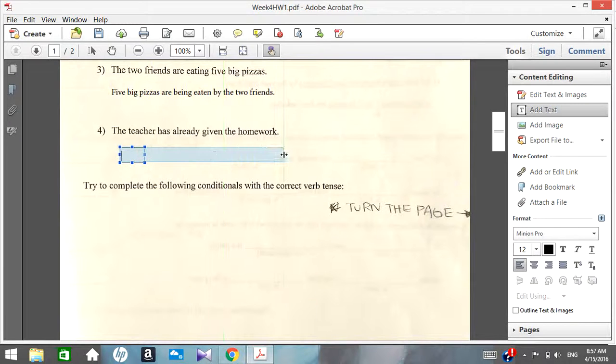And I apologize. It seems that the program is acting a little bit strange. It keeps blinking, so don't think it's anything wrong with your computer or anything. I think this program is having trouble with it. Okay, so let's start the homework.